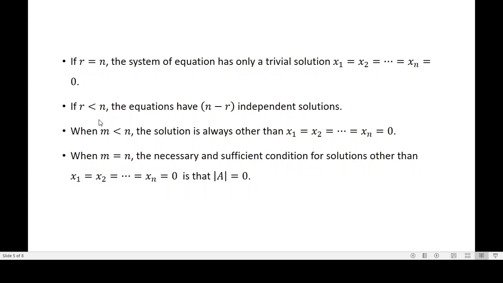If r is less than n, the equations have n minus r independent solutions. When m is equal to n, the necessary and sufficient condition for a non-trivial solution is that the determinant of the coefficient matrix is equal to 0. When m is less than n, the solution is other than the 0 solution. So keeping these points in mind, let us solve one problem.